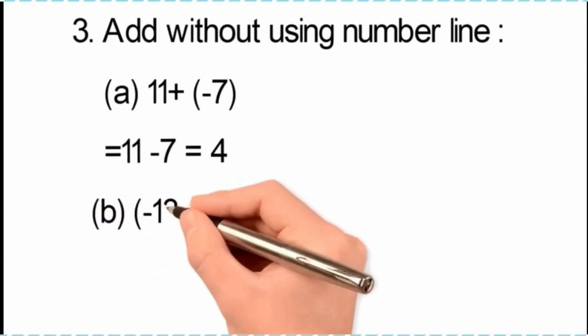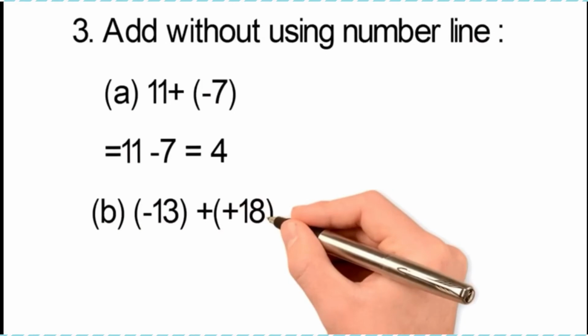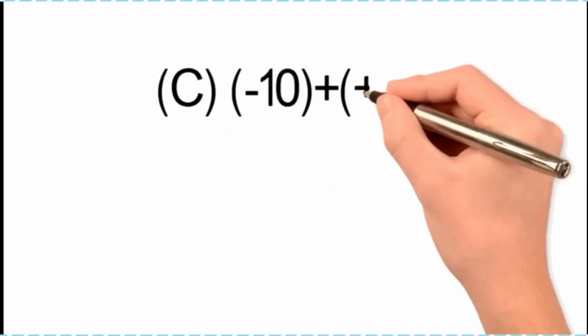Next question, minus 13 plus 18. Now both the signs are plus, though that doesn't matter. If you open the bracket, the sign will remain the same. So it's going to be minus 13 plus 18. So the answer is 5 because the greater number was having the positive sign.